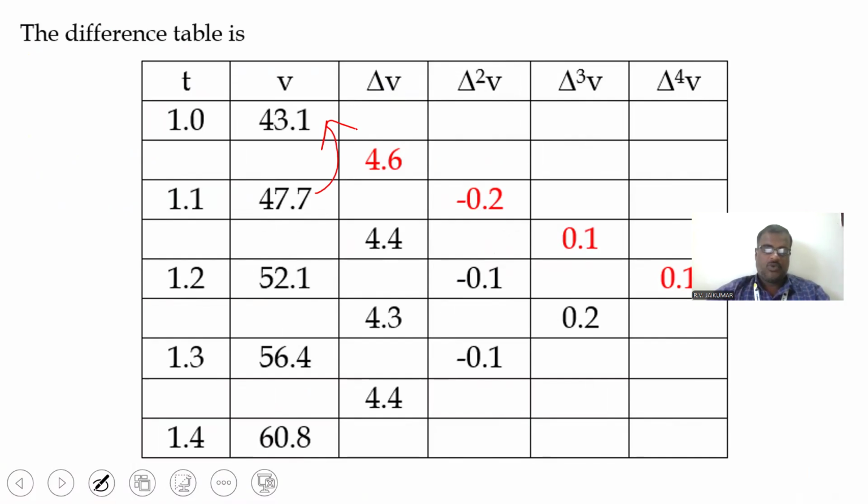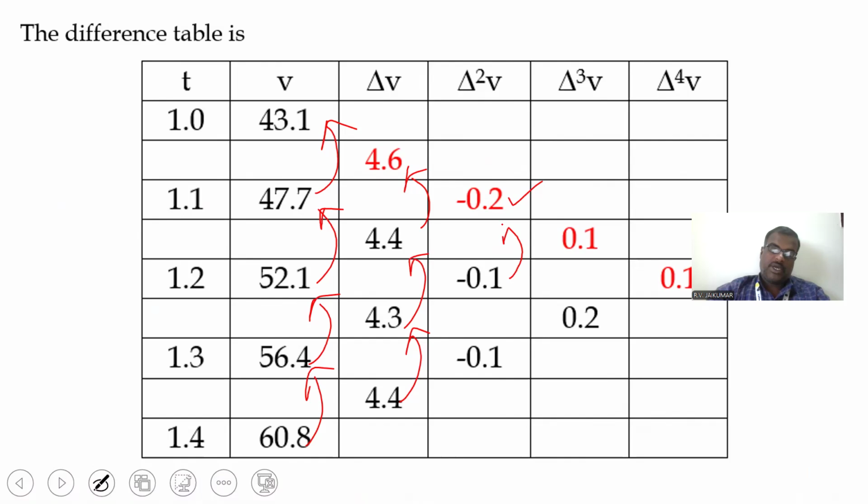47.7 minus 43.1 gives you 4.6. 52.1 minus 47.7 gives you 4.4. 56.4 minus 52.1 becomes 4.3. 60.8 minus 56.4, we get 4.4. Again, 4.4 minus 4.6 gives you minus 0.2. 4.3 minus 4.4 is minus 0.1. 4.4 minus 4.3 is plus 0.1.